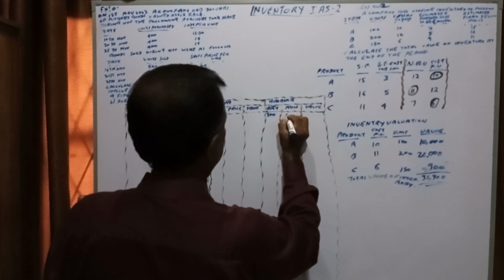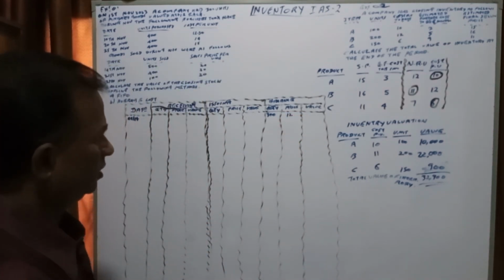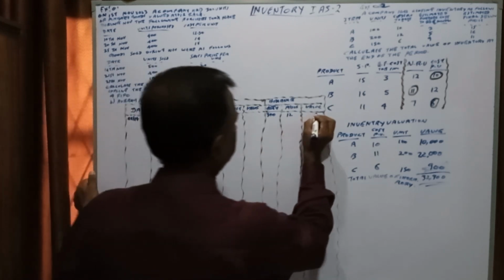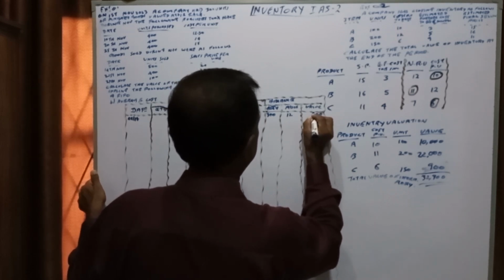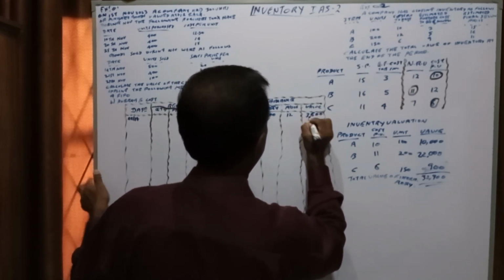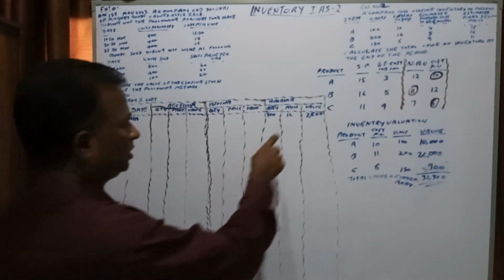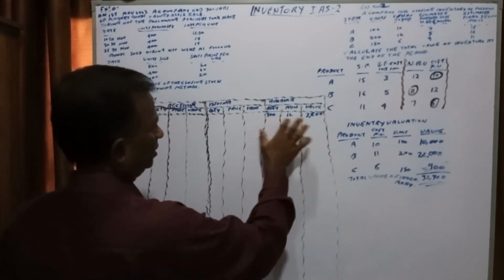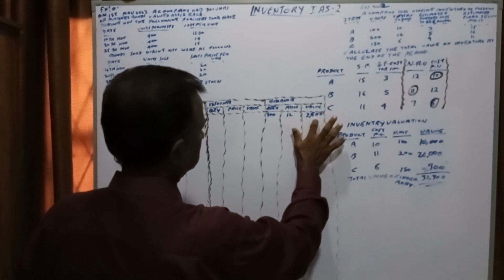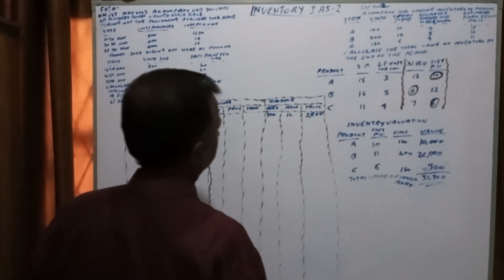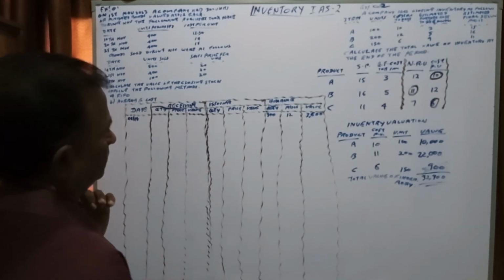At the rate of 12 rupees, the value is 3600. I assume my calculation is correct, right? 12 into 300 is 3600. That is the balance brought forward.